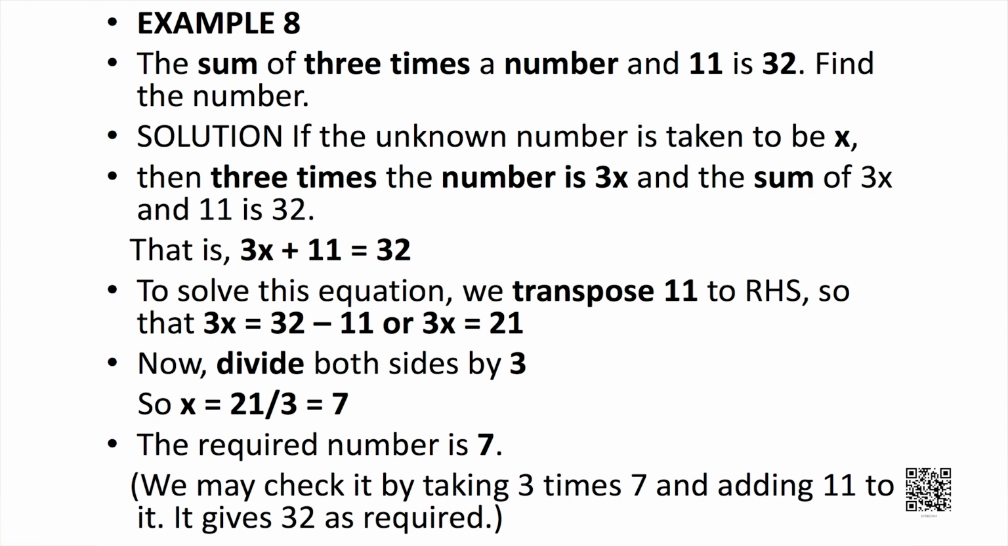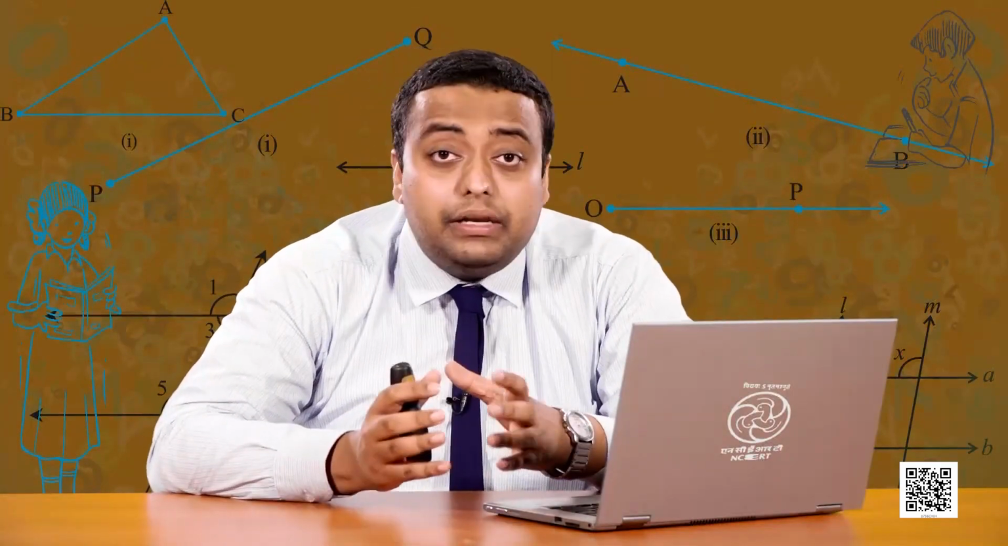To solve this equation, we transpose 11 to the right hand side or RHS, which will give us 3x equals 32 minus 11, or 3x equals 21. Now dividing both sides by 3, we will get x is equal to 21 by 3 is equal to 7. Hence the required number is 7. Easy, isn't it? Let us go on to another example, example number 9.